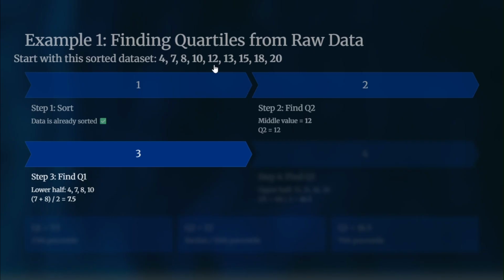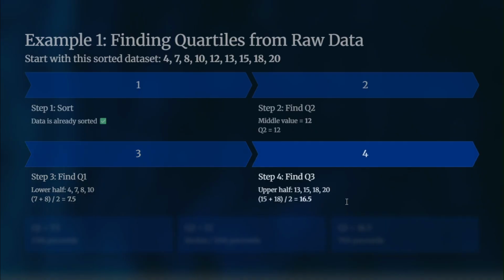Now, in order to find the first quartile, we'll need to find the median of the lower half of our data set. So our lower half is 4, 7, 8, and 10. In order to find the median here, it will be the mean of the 2 middle values. So if we do 7 plus 8 divided by 2, that will be 7.5. That will be our first quartile.